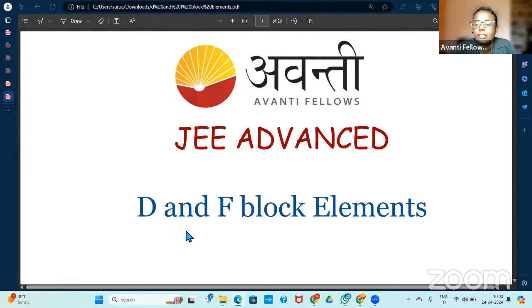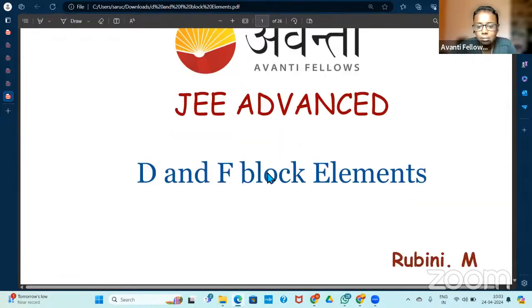So in today's class, we are going to discuss the questions on D and F block elements. Have you gone through the chapter once? I told you yesterday itself, right? Go through the chapter once, go through the short notes you have. If you revise, then your brain will get refreshed with that chapter, so you can solve the questions quickly. Fine, so we'll start the session.